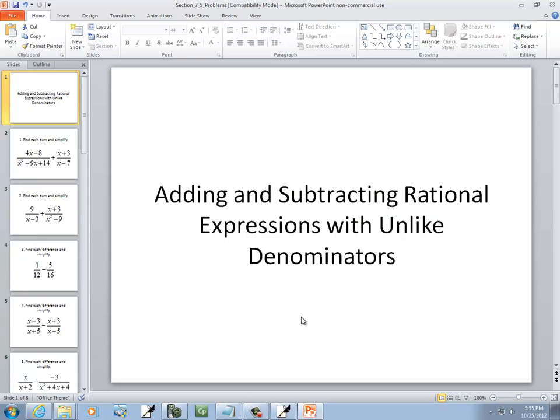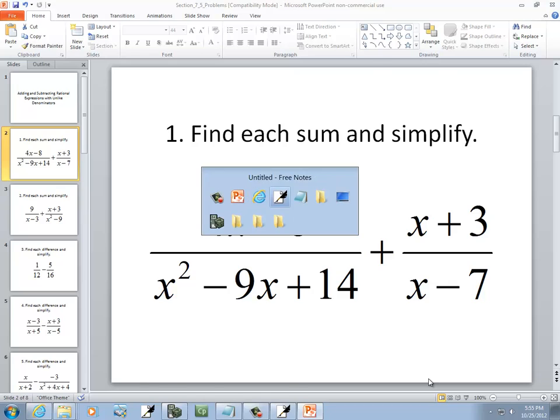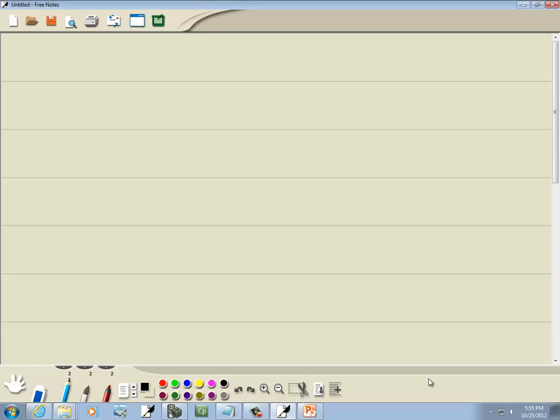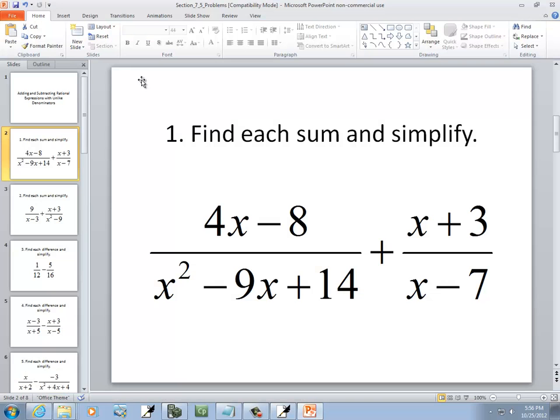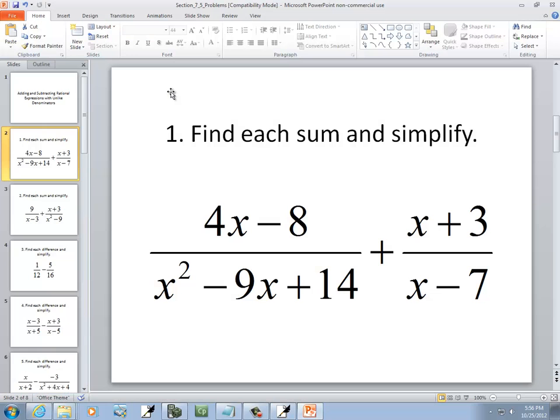Let's take a look at adding and subtracting rational expressions with unlike denominators. So let's take a look at our first problem. We got 4x minus 8 over x squared minus 9x plus 14, plus x plus 3 over x minus 7.